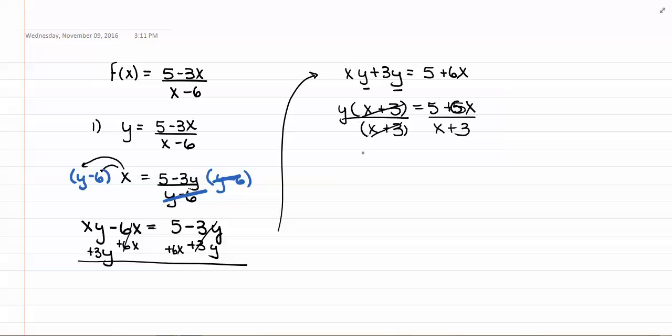Alright, so when I finish, this is going to be y equals (5 plus 6x) over (x plus 3). And then as a final step, you can rename y f inverse of x. And then that's your fraction.